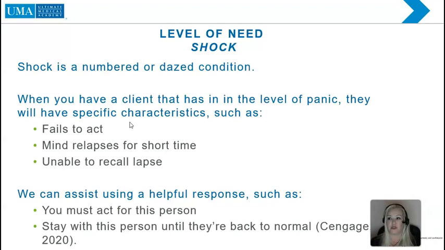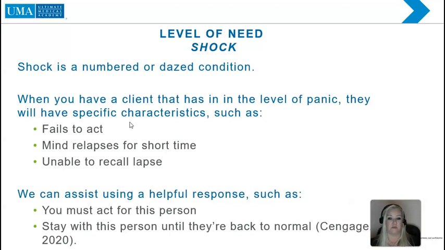You're giving them direction, but they're not responding. Their mind may relapse for a short period of time, and they might not have any memory of the relapse. You can assist them by acting for this person. So let's say that you are asking the patient to roll over and they're not responding, we might need to help them and assist them to roll over. Especially if it's for their safety, that's something we'll need to do.